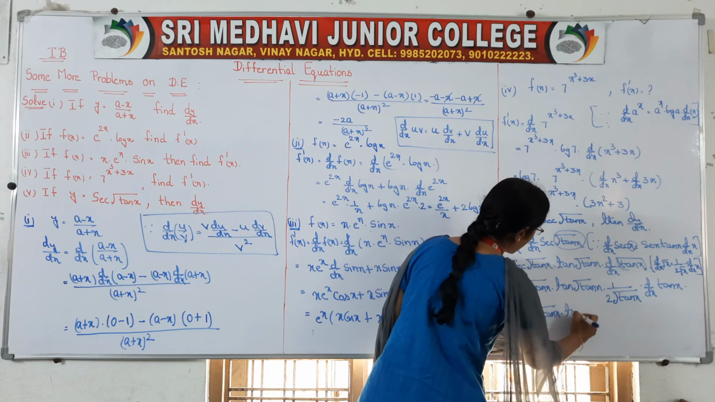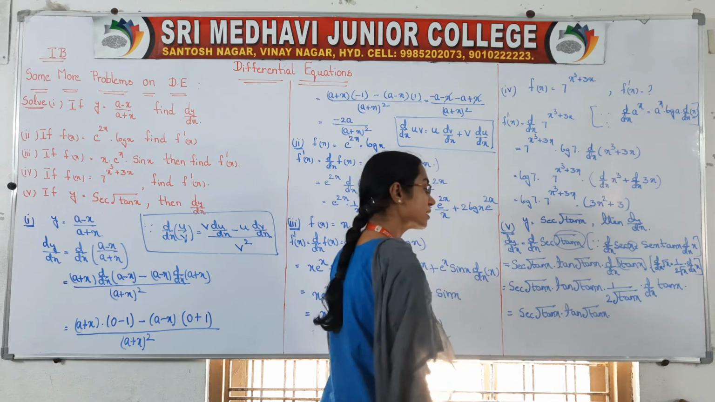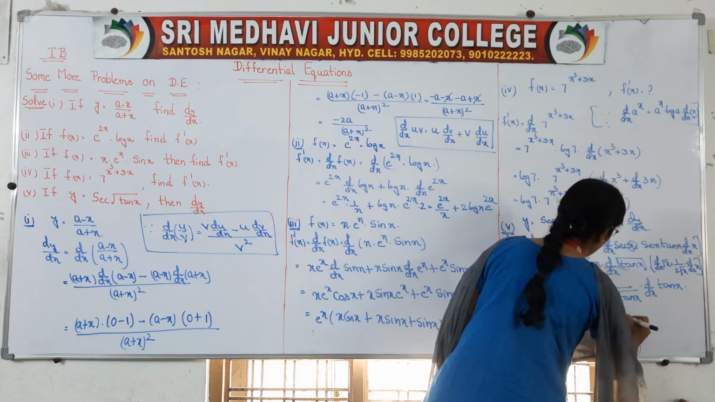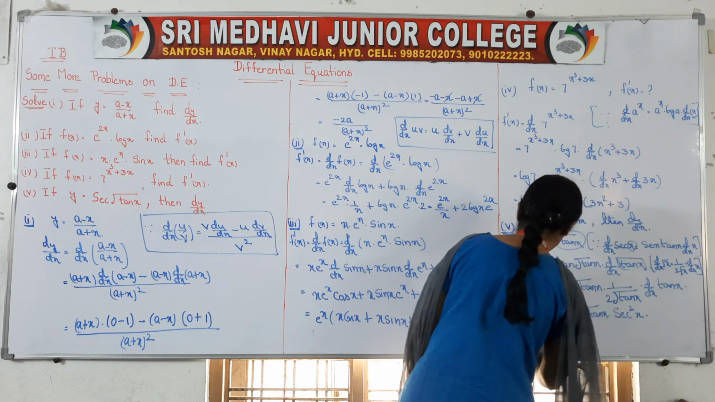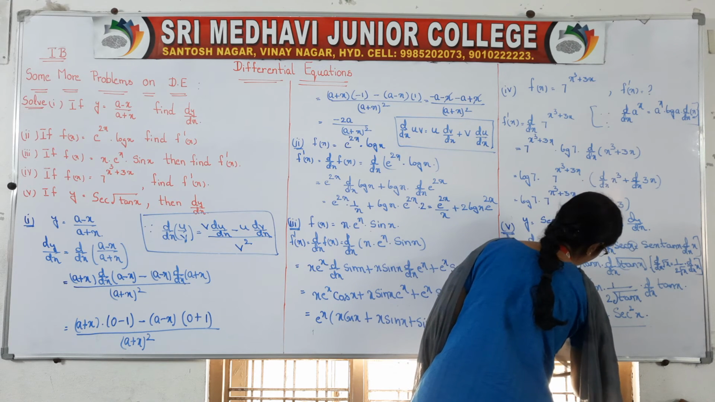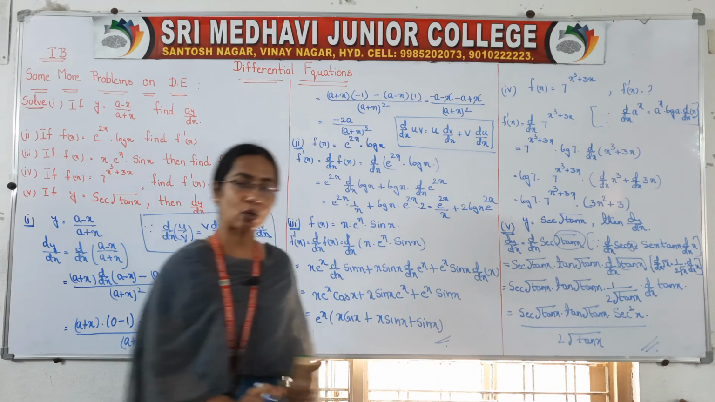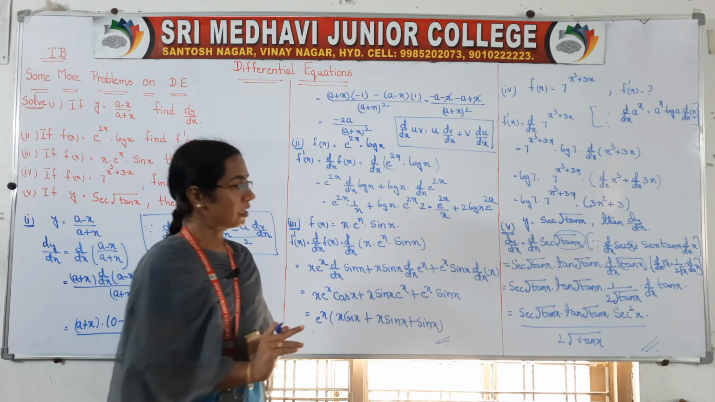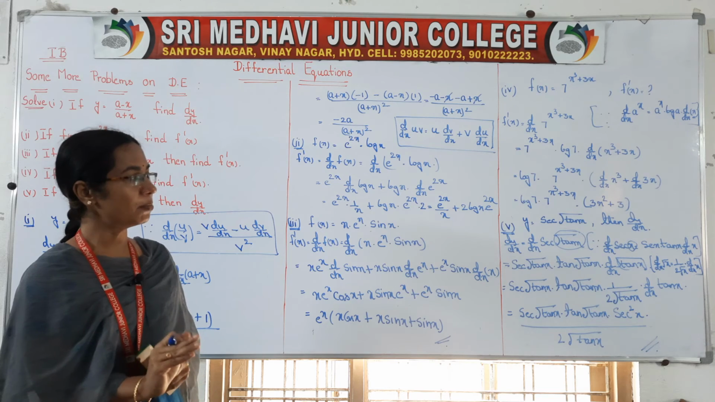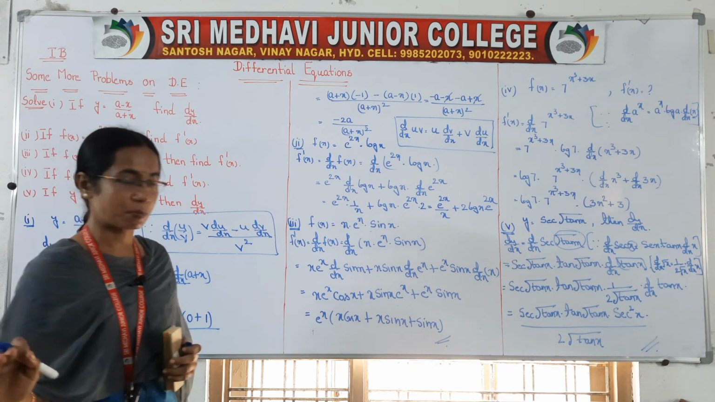Okay, so we can write this as secant to the power of root tan x into tan of root tan x. d by dx of tan x is secant square x. So secant square x by 2 into root of tan x. That is the answer of your question. A little bit complex problem, but if you know the formula, you can easily solve this problem.